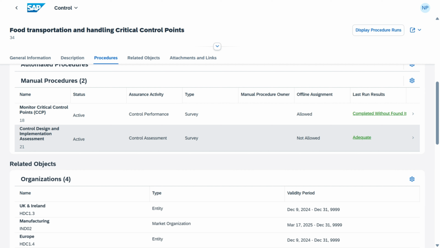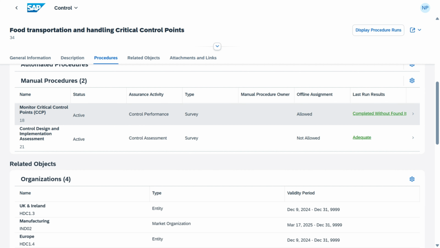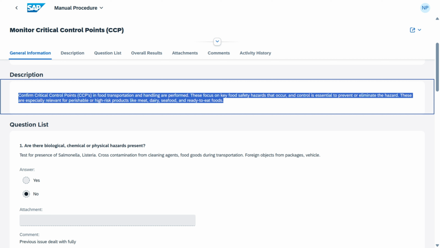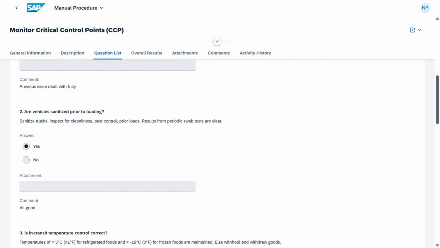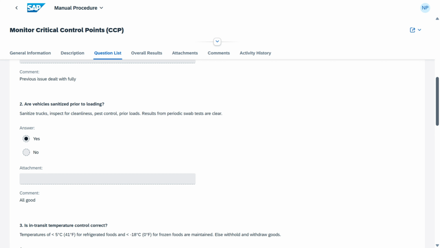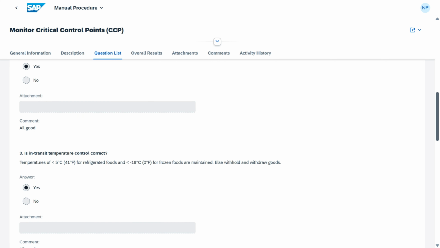There are 2 manual procedures for the control. One is to assess the adequacy of the control design for governance purposes. The other is the actual critical control points performance. Both have control test results we can easily investigate. The purpose of the first manual procedure is to confirm via testing that the critical control points plan is being implemented by the business. In this example, 3 key tests are performed. These are to test for biological, physical, or chemical hazards, thorough vehicle sanitization, and consistent temperature control during transportation.